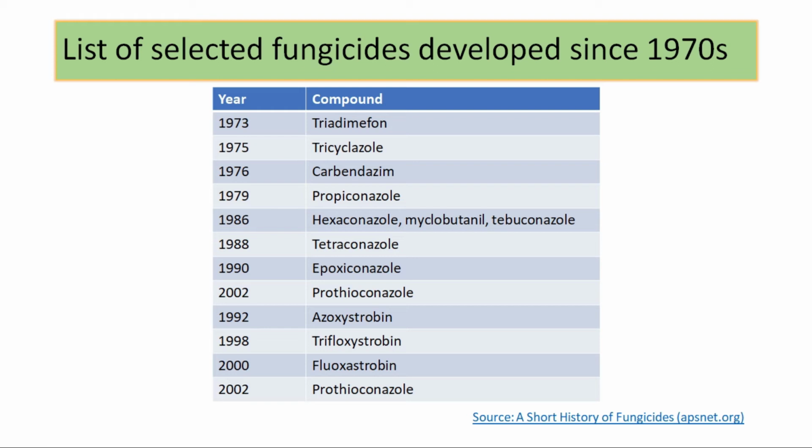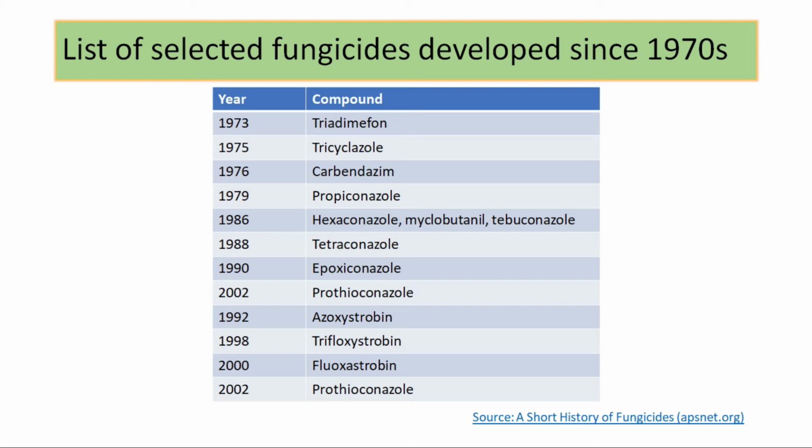Trifloxystrobin, fluoxastrobin, those were introduced. These azoxystrobin, trifloxystrobin, and fluoxastrobin are strobilurin fungicides. Now, strobilurin fungicides were basically obtained from a fungus, a mushroom, Strobilurus. Now, this mushroom produces these compounds.